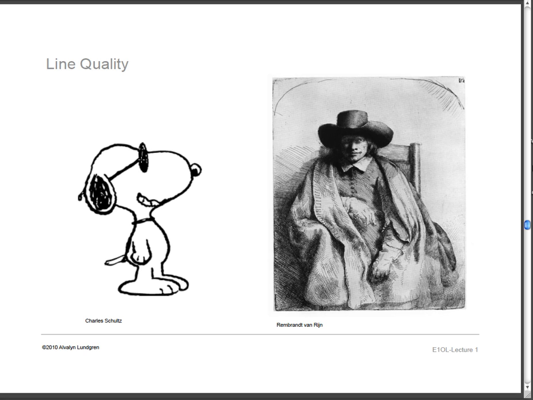Notice also the psychological line, he's looking this direction and he's looking straight out at you. So say hi.